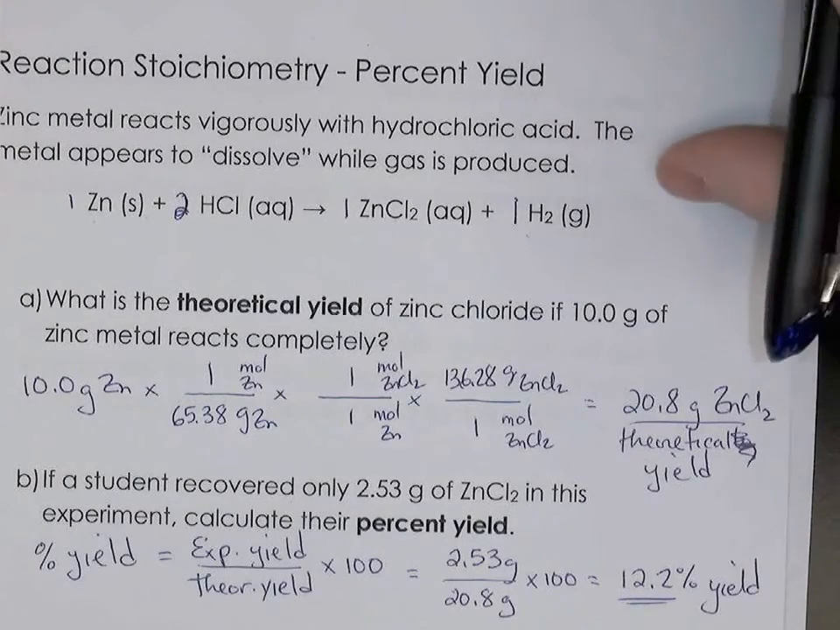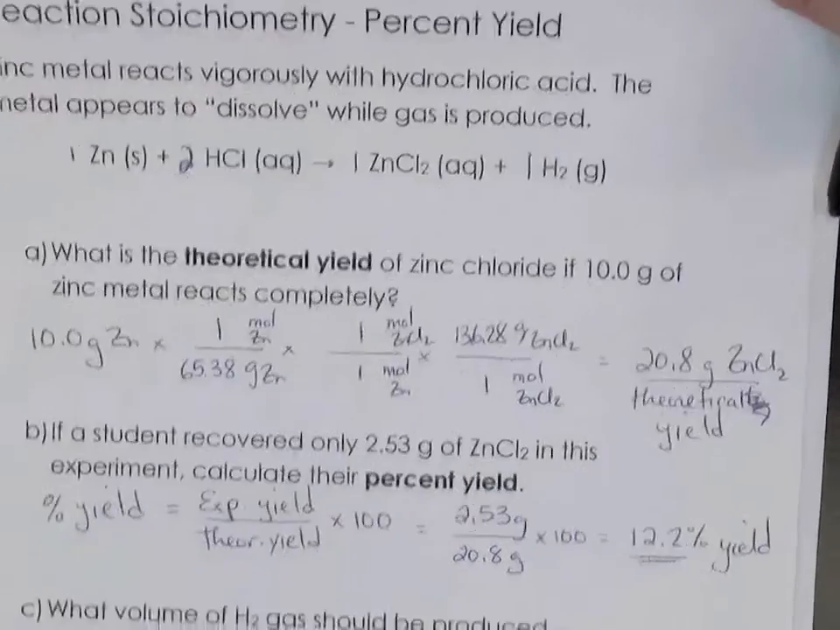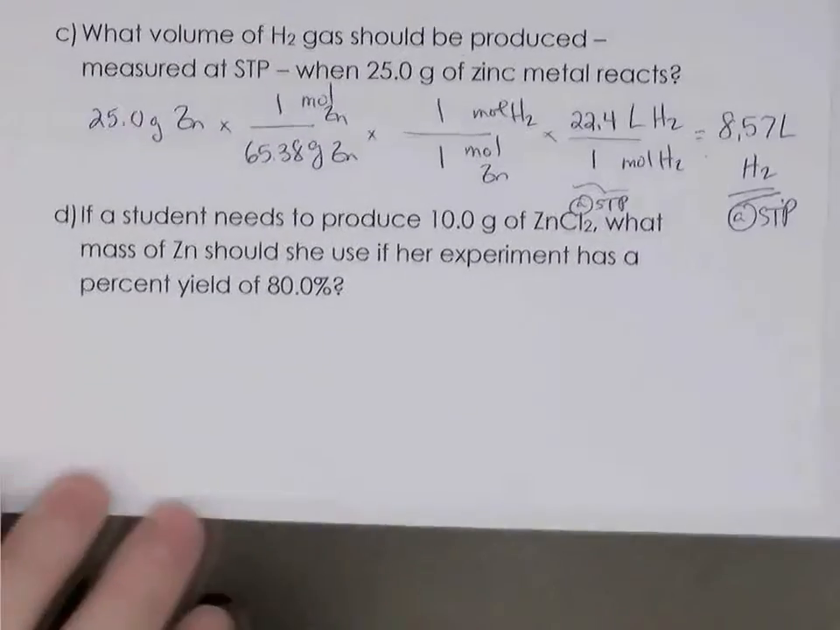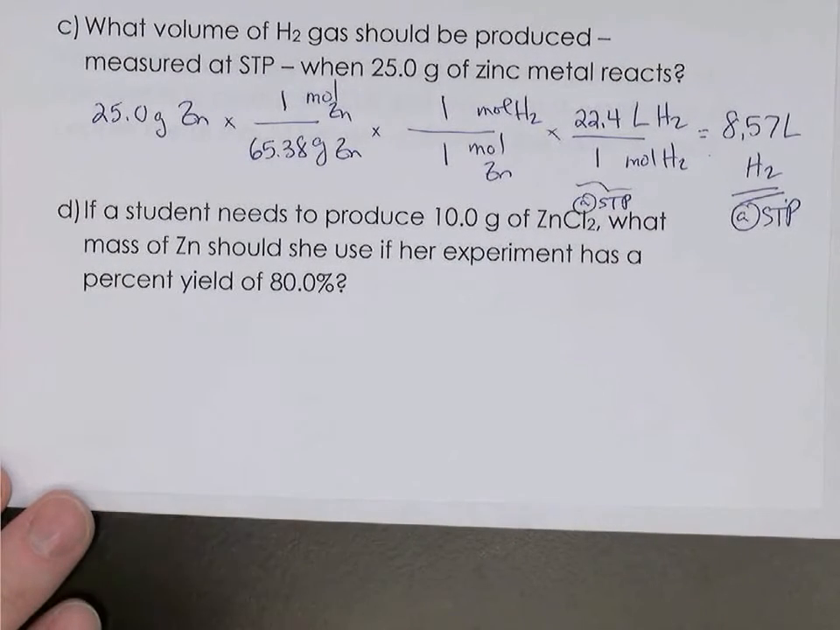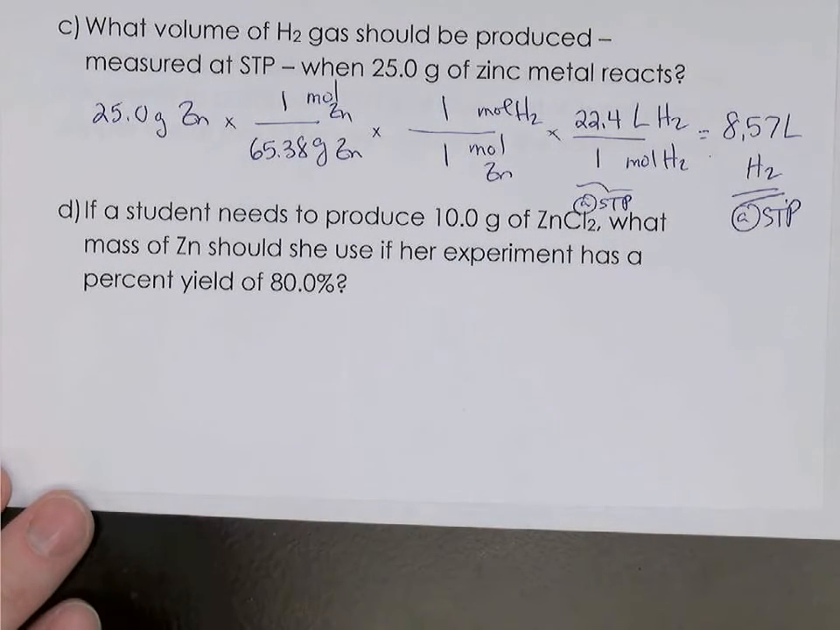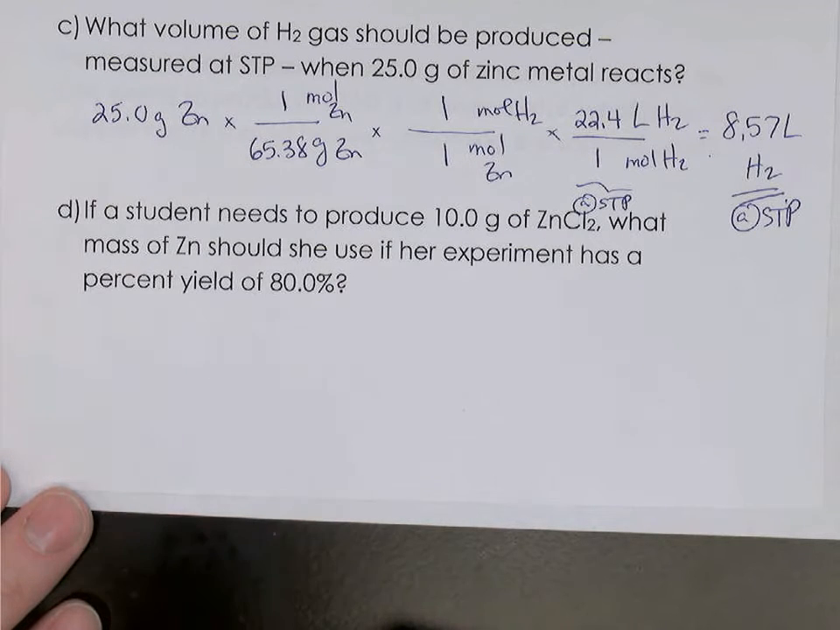Zinc plus hydrochloric acid makes zinc chloride and hydrogen. So they need 10 grams of zinc chloride. What mass of zinc should they use if their experiment has a percent yield of 80%? Now, without that last bit, if it had just asked what mass of zinc should they use, well, then I just jump in with unit multipliers, starting with the 10 grams of zinc chloride, and I could predict how many grams of zinc you should use.